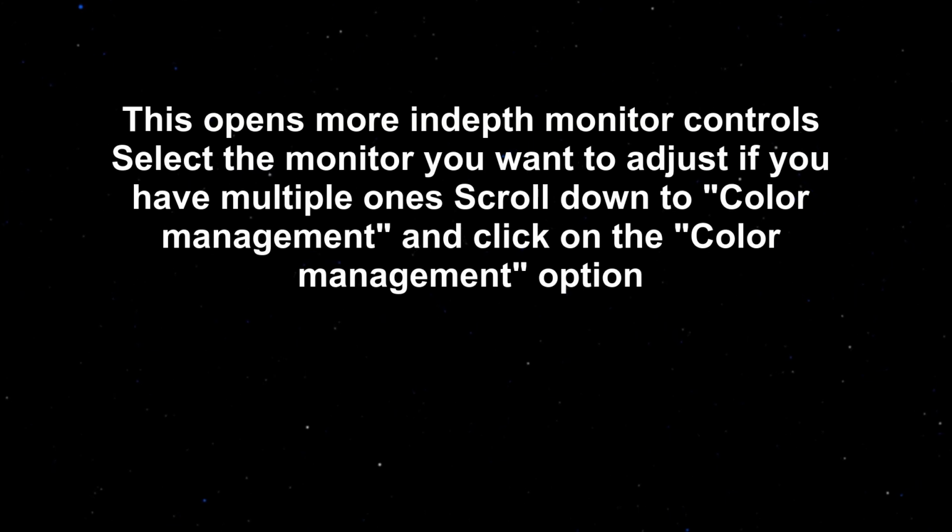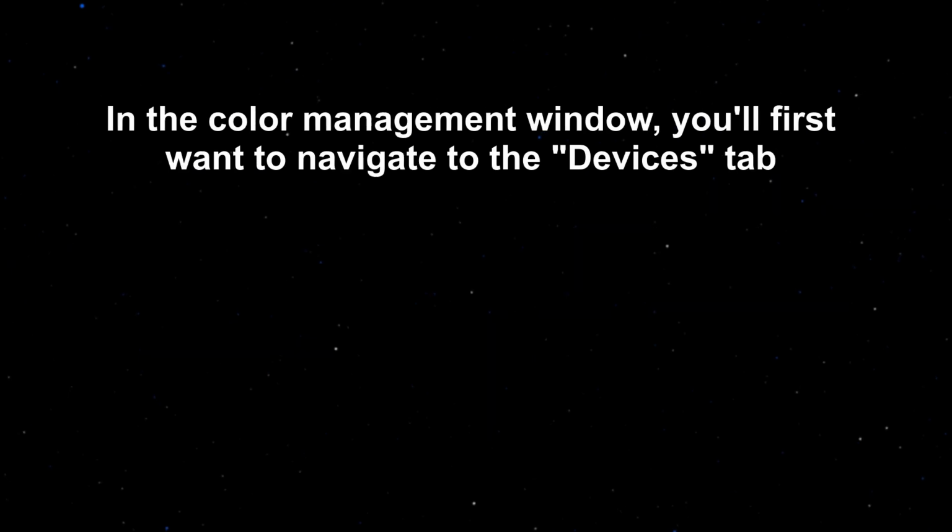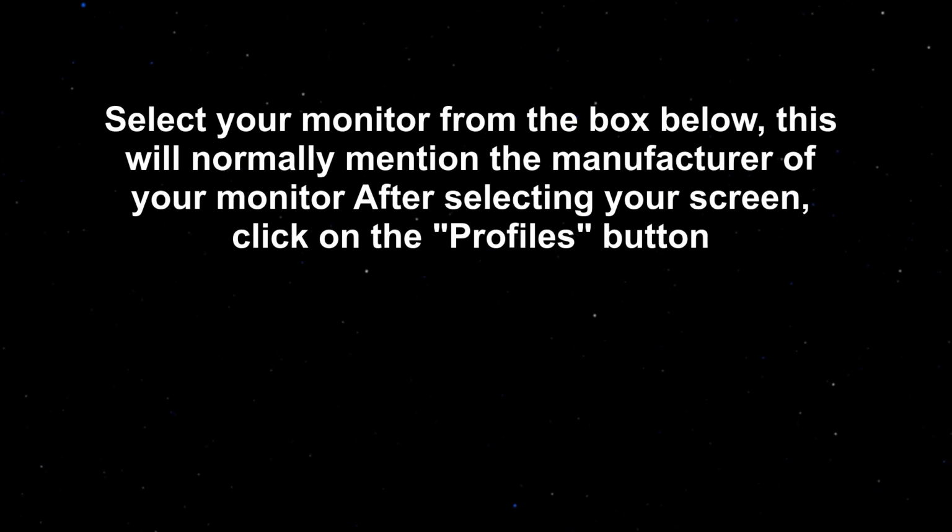Select the monitor you want to adjust. If you have multiple ones, scroll down to Color Management and click on the Color Management option. In the Color Management window, you'll first want to navigate to the Devices tab. Select your monitor from the box below. This will normally mention the manufacturer of your monitor. After selecting your screen, click on the Profiles button.